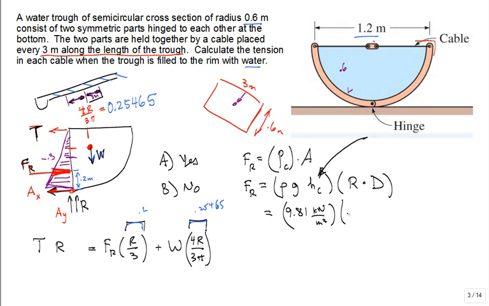So this is 0.3 meters. What is R? 0.6 meters. What is D? 3 meters. Okay. And if you run that number, I think you get 5.297 kilonewton. That's the resultant force due to the hydrostatic pressure on the side. Anybody have a calculator? That's right. Thank you very much.